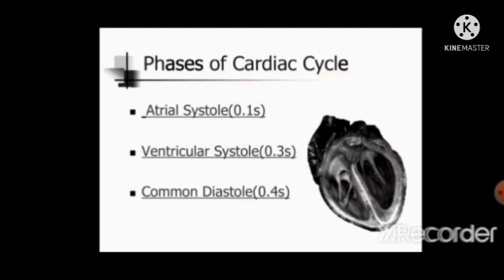Phases of the cardiac cycle. Atrial systole, which is also called atrial contraction, ventricular systole, which is called ventricular contraction, and common diastole, which is called ventricular relaxation. Atrial contraction takes place for 0.1 second and ventricular contraction takes place for 0.3 second. Common diastole is for 0.4 second. Overall, the cardiac cycle is completed in 0.8 second. Each heartbeat is of 0.8 second, which consists of atrial systole, ventricular systole and common diastole.